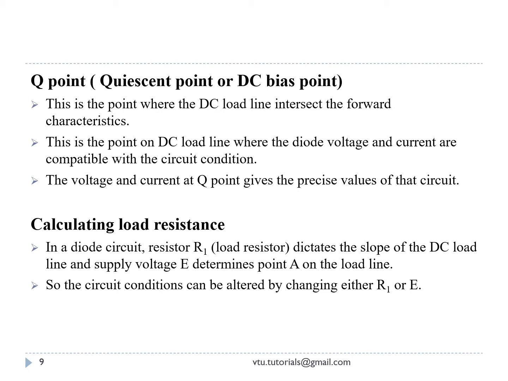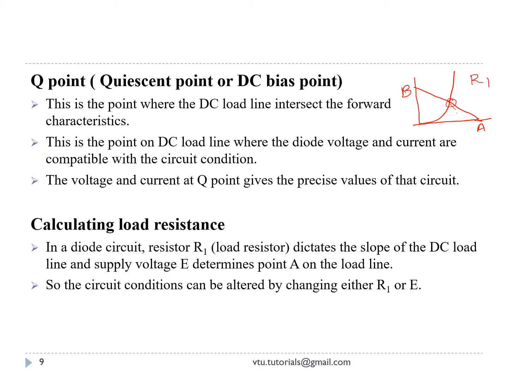So in the previous slide, we have seen that when we draw a DC load line on the forward characteristics curve with the point A and point B, there is an intersection of the line with the forward characteristics curve, and this is called the Q point. Okay. And also we have seen that the slope of this DC load line will be equal to the resistance R1 that we have connected in series with the circuit.